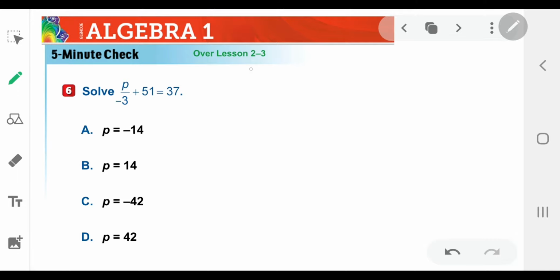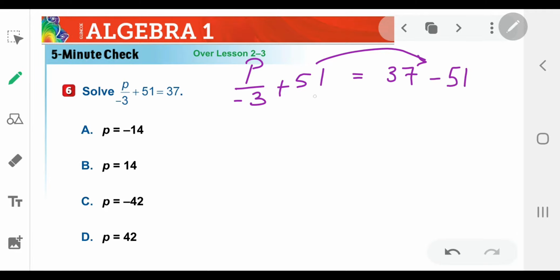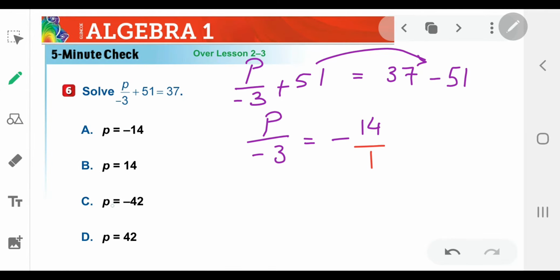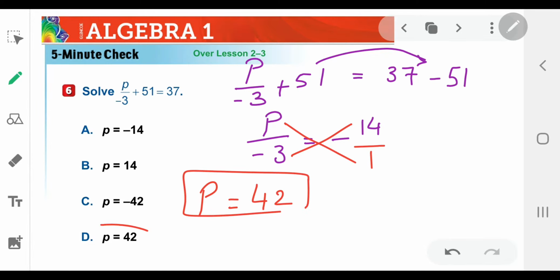Exactly as you might guess correctly, we would drag the 51 to this side first with the opposite sign. So it is P over negative 3 equals 37 minus 51, which is negative 14. Now, you might consider using cross multiplication as introduced earlier to isolate the P. P times 1 is P. Negative 3 times negative 14 is positive 42.